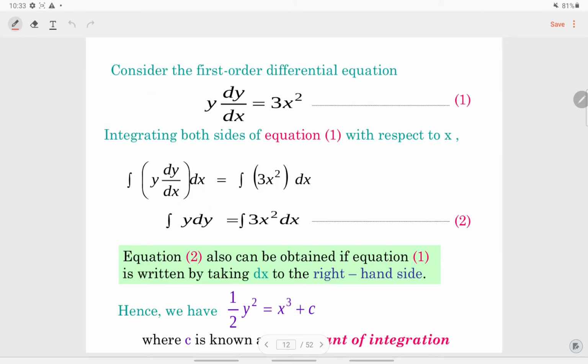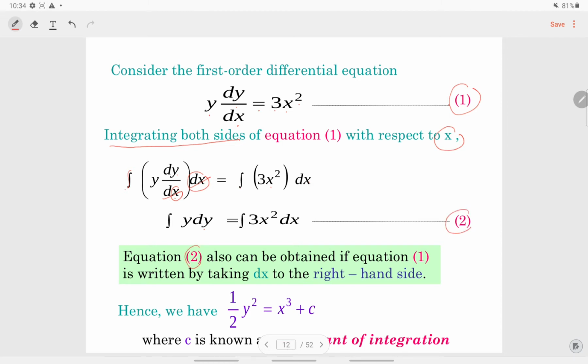Consider the first order differential equation like equation number 1, y dy over dx equal to 3x squared. Okay, by integrating both sides of equation 1 with respect to x, okay, x here, so we integrate y dy over dx with respect to x equal to the integral of 3x squared dx. So here can cancel out, so integrate y dy equal to 3x squared dx.